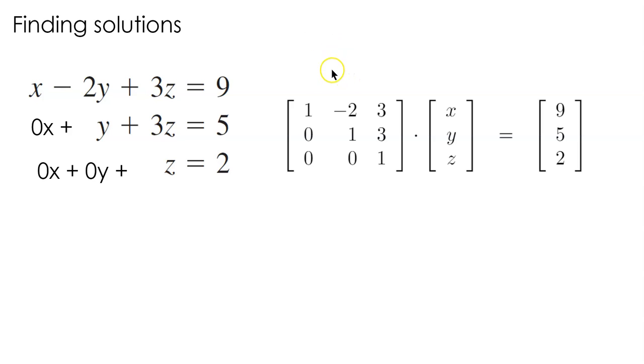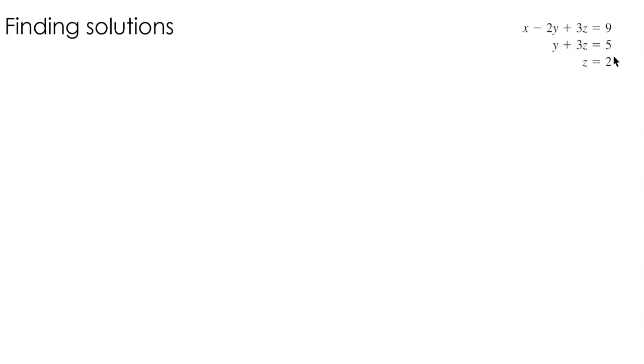Notice I have this matrix of coefficients, that's why it's called the coefficient matrix, times this vector x, y, z, and it has to equal this other vector, 9, 5, 2. If I did the multiplication out, I would get these systems of equations. Furthermore, I can write this more concisely. I can write this as Ax equals b, where x is a vector, b is a vector, and A is that coefficient matrix. So let's find the solution to this thing.